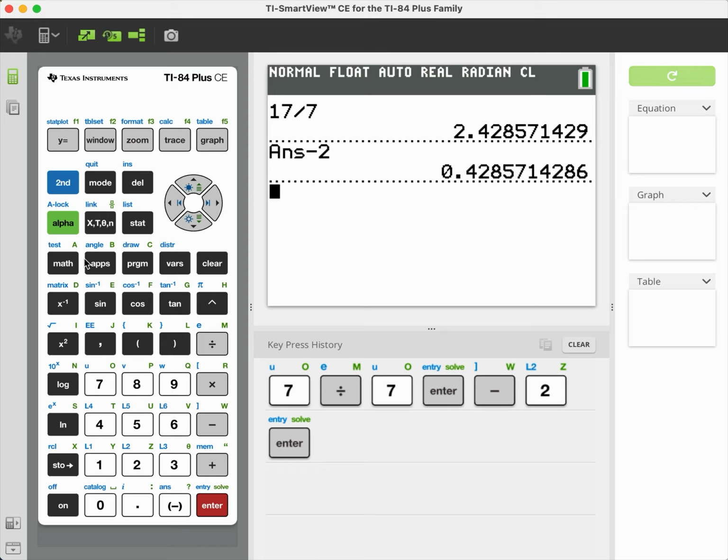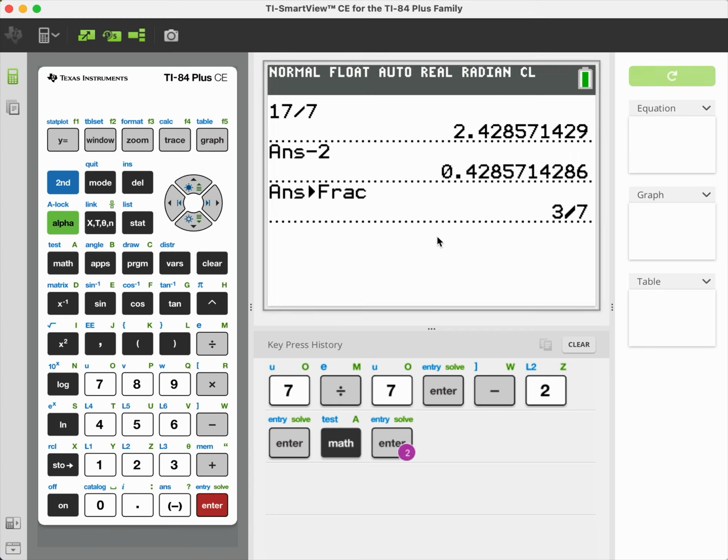Now let's ask for this part back as a fraction. So math, enter, enter, and 3/7. So this tells me this is 2 and 3/7. Did you catch that? 2 and 3/7. I subtracted the 2 to get just the decimal portion and then went to 3/7.